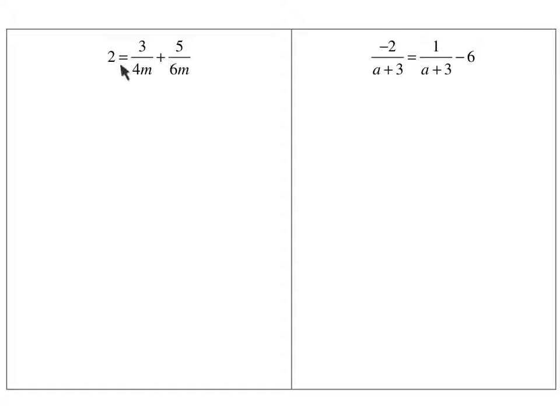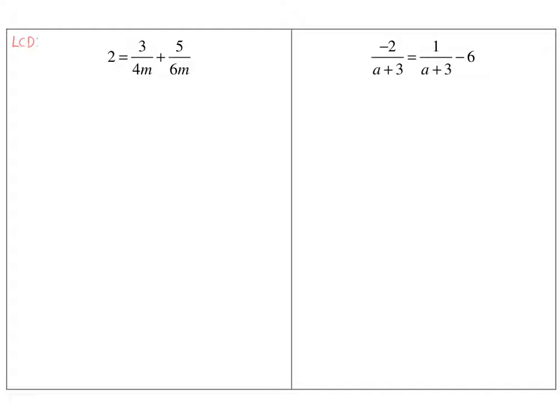In order to solve this, you need to get rid of these two denominators. So what we've got to do is find one thing that 4m and 6m go into, and that's called your lowest common denominator. So we have to think of our LCD, lowest common denominator.